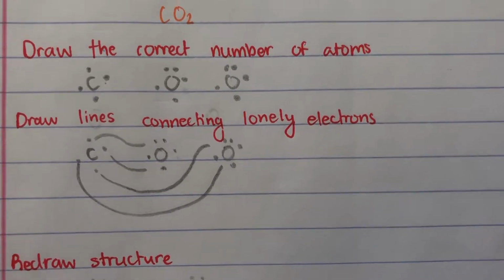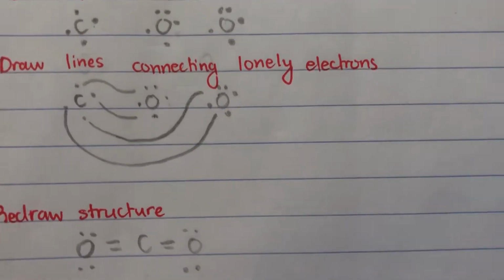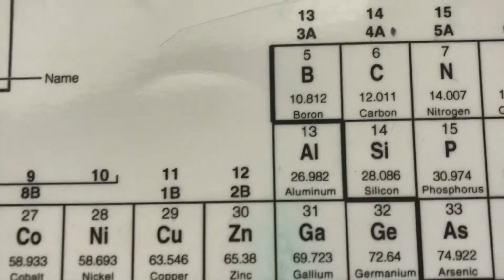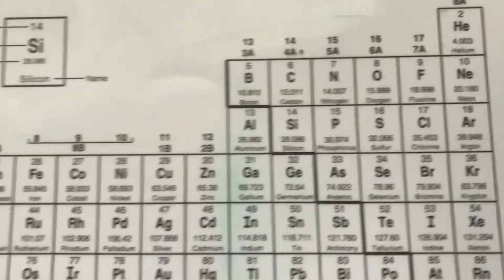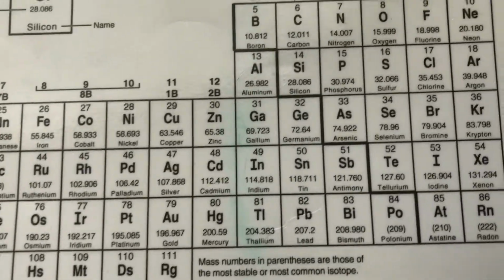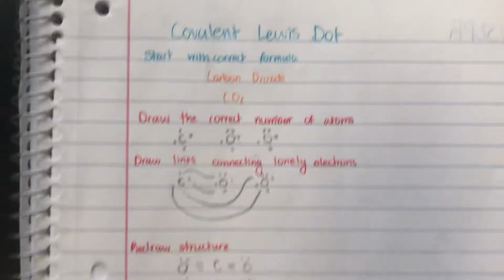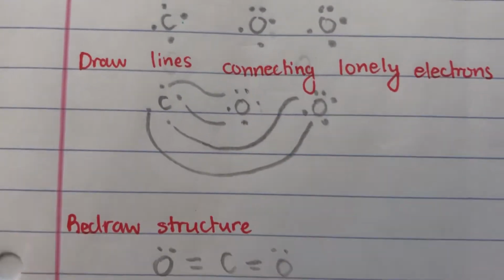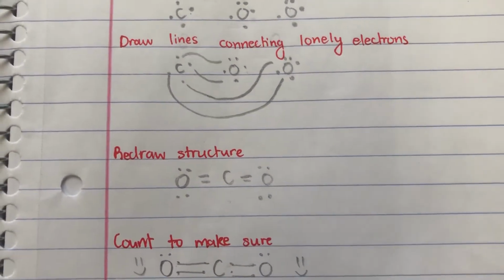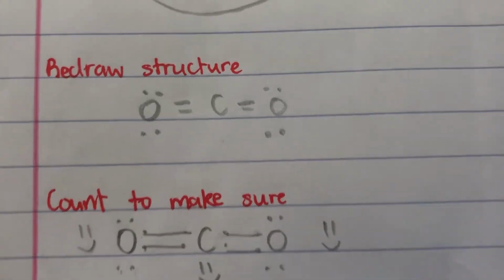So there's 1 carbon and 2 oxygen. If we look on the periodic table, oxygen has 6 valence electrons, and carbon has 4. We're going to draw lines connecting them, the lonely electrons, and we're going to redraw the structure, and this is what it looks like.